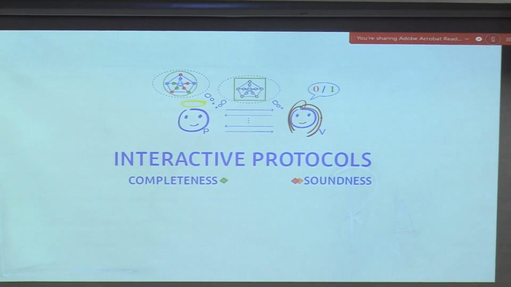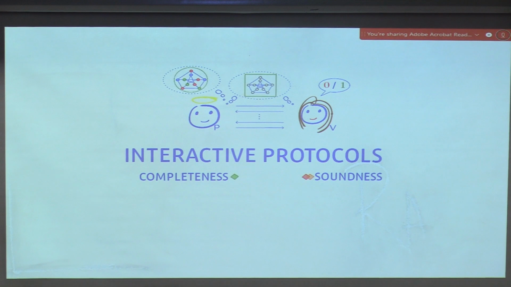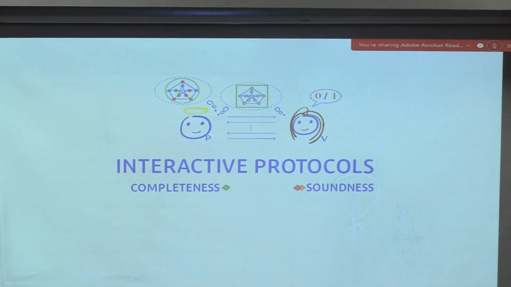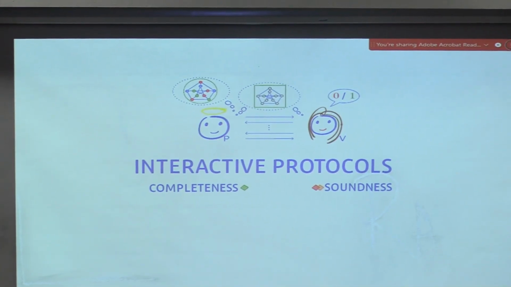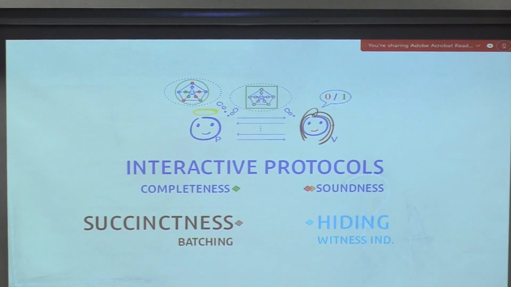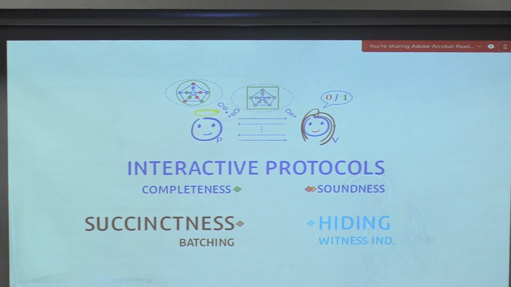Okay. So this talk is about interactive protocols. In interactive protocols, you have a prover P and a verifier V, and the prover is trying to convince the verifier of some statement. You have the standard notions of completeness and soundness, and we are interested in some extra requirements on top, some of which Shruti talked about. We are interested in properties called succinctness, which says that the proof should be small, and hiding, which says that the proof should not reveal information about what the prover is trying to convince.